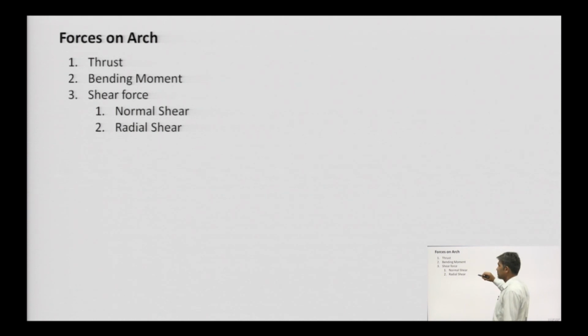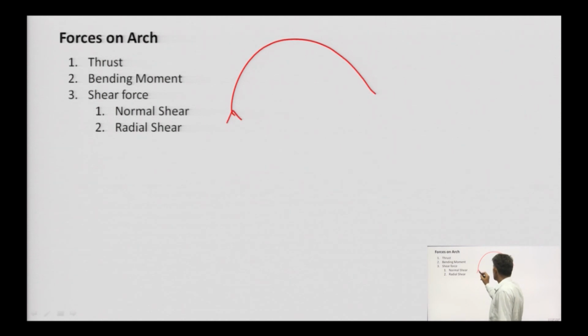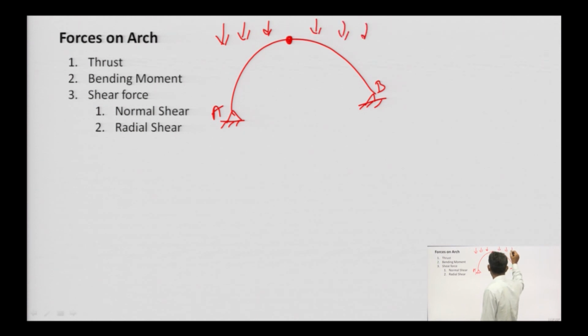In any arch, whether parabolic or circular, any type of arch, say a 3-hinged arch. Why in this unit do we need to analyze the 3-hinged arch? Because the 3-hinged arch is statically determinate. This is the shape of the arch and the load is coming from that side.